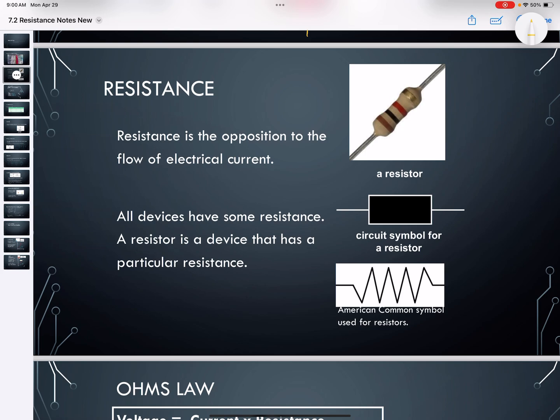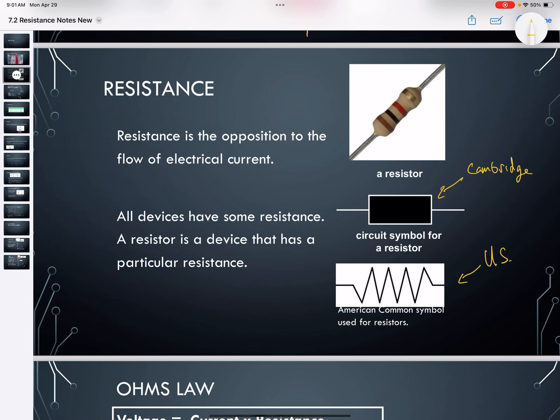And so there's two different symbols that you might see for resistance. The first one is the English or Cambridge version of what they refer to as a resistor. This down here is the most common one in the United States. This is the American common symbol for resistance. So it could show up as either one of these on a test or an assessment, so you should be familiar with both of them.